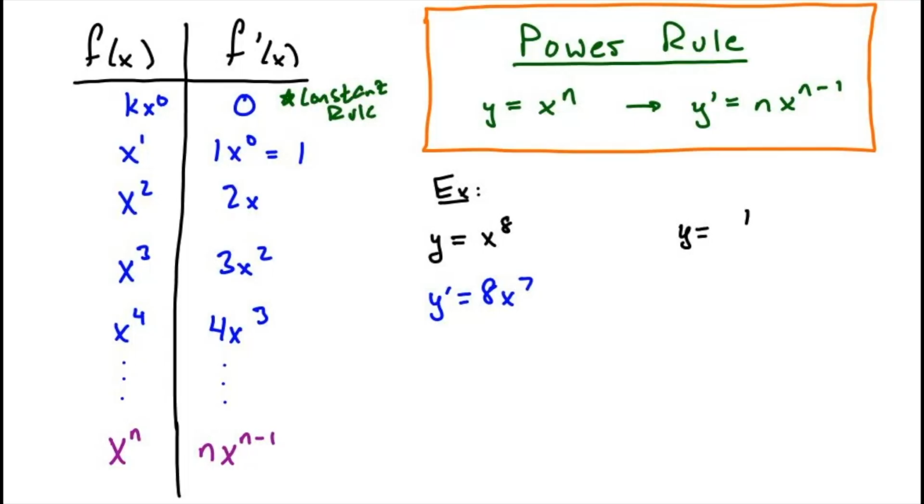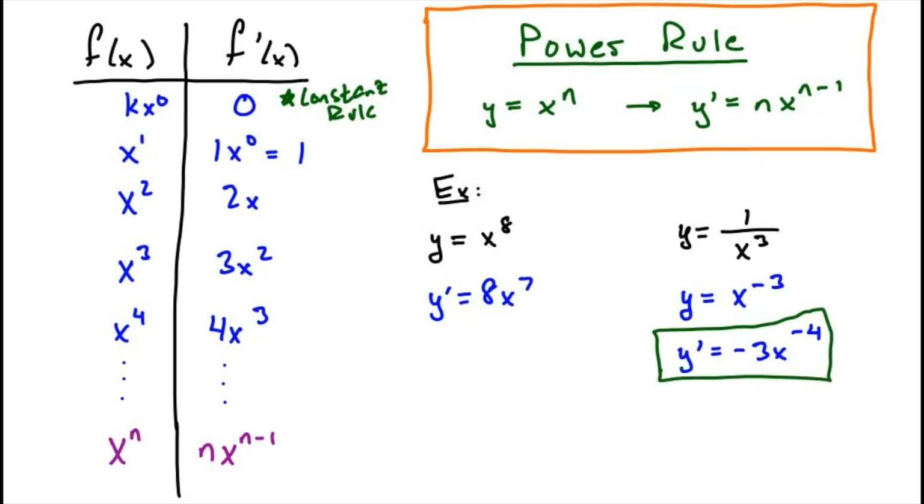We had the function y equals 1 over x cubed. Now you can't just apply the power rule here because it doesn't look like x to the power of n, it's 1 over. So we do have to rewrite it with a negative exponent as y equals x to the negative third. And now that it's in the right formatting, we can apply the power rule, multiplying by the exponent of negative 3 and subtracting 1 from the power, leaving us with negative 3x to the negative fourth as our derivative.